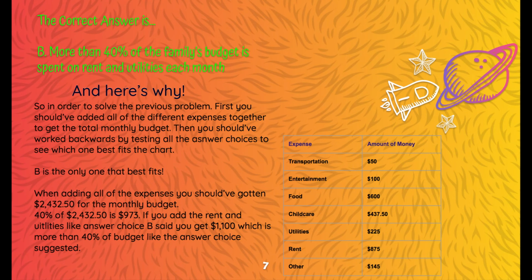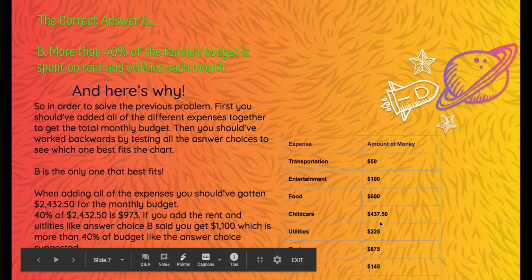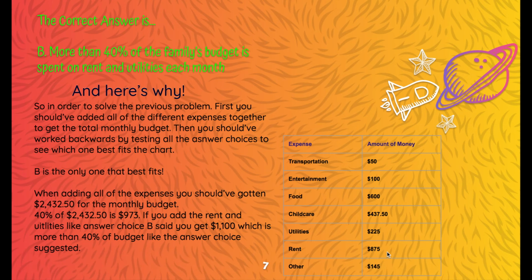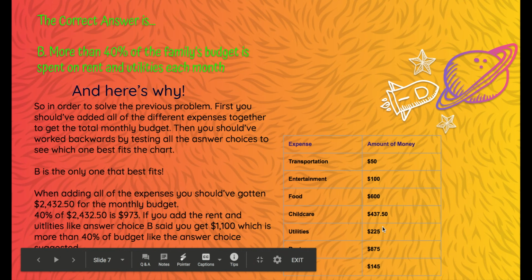And here's why. In order to solve the previous problem, first you should have added all of the different expenses together. So all of these expenses right here, you should have added them together to get the total monthly budget. Then you should have worked backwards by testing all the answer choices to see which one best fits the chart. When adding all of the expenses together, you should have gotten $2,432.50 for the monthly budget.